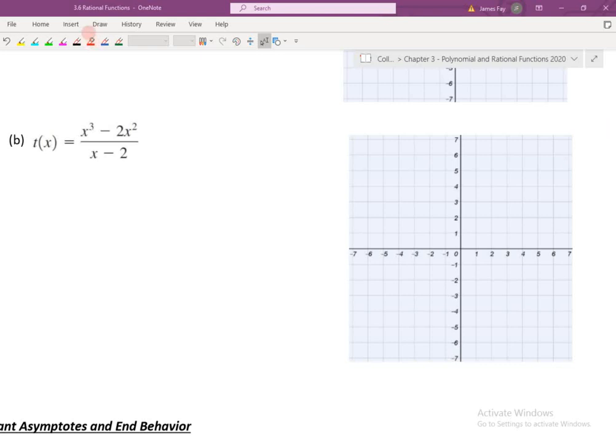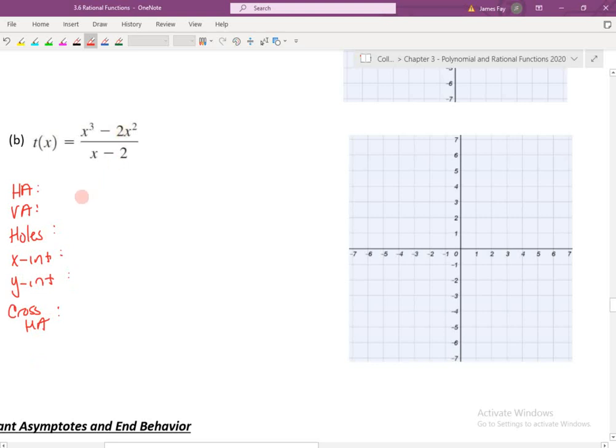But the first example, I just want to graph this just as if we were doing the whole thing from scratch. So remember, our goals are to determine horizontal asymptote, vertical asymptote, holes, x-intercepts, y-intercepts, and then whether we cross the horizontal asymptote. Okay, we're going to determine those six things.